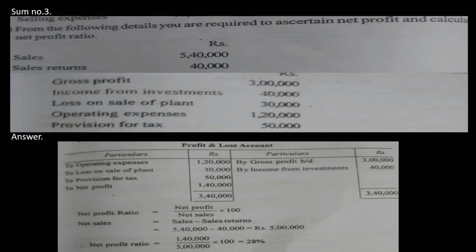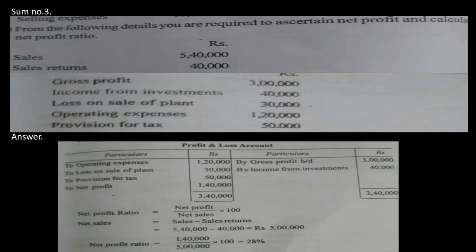So once you know the net profit, you can find your formula: net profit by net sales into 100. That is the reason for giving net sales written over there. So 5 lakh 40 minus 40 is 5 lakh. So 140 by 5 lakh into 100 will give you 28%. That is your net profit ratio.